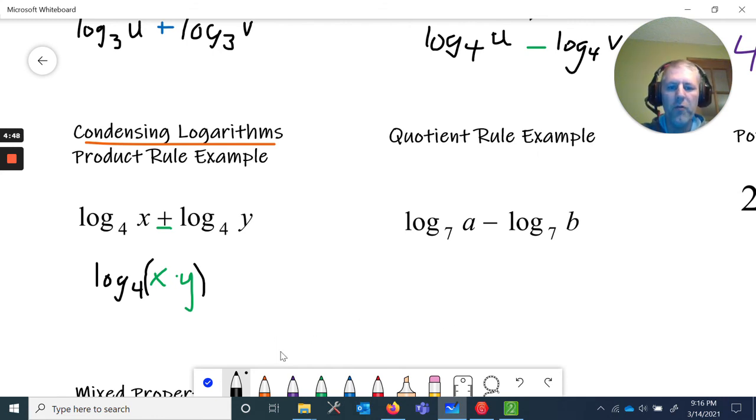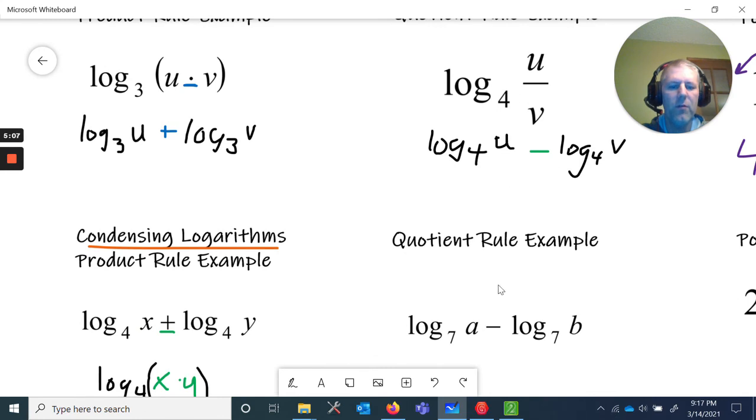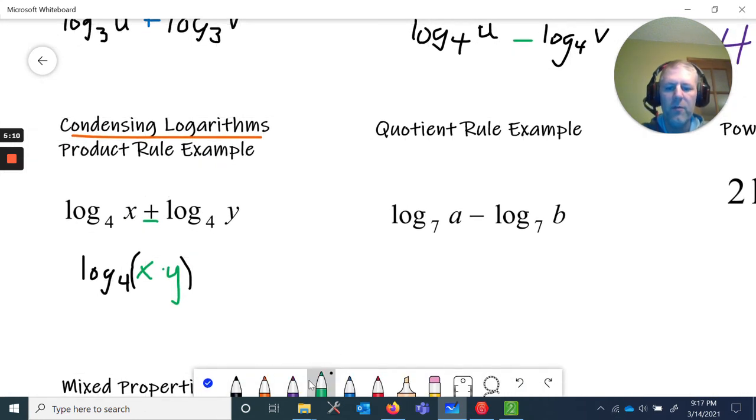Okay, so let's talk about quotient rule. Oh, I think I mixed up my colors, didn't I? I used blue over here, so let's use green here. So we're going to do quotient rule. The opposite here for subtract to condense is going to be divide, right? So we went from divide to subtract, we'll go from subtract back to divide. So we're making this smaller. Log base 7 of a minus b is going to be log base 7 of a over b. Okay, and parentheses are fine there.